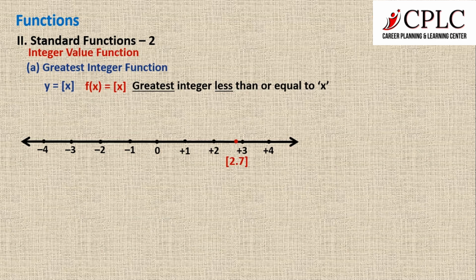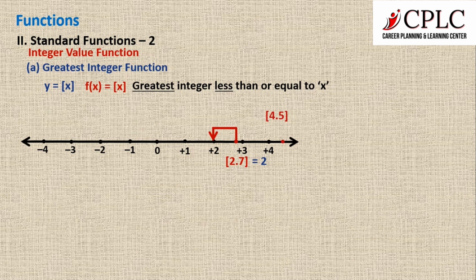2, 1, 0, -1 and so on. Basically you have to go on the left side of the number line. But look at the wordings, greatest integer function. Because of the word greatest, there are many such integers which are less than 2.7, but the highest among them will be +2. So the output of this will be +2.